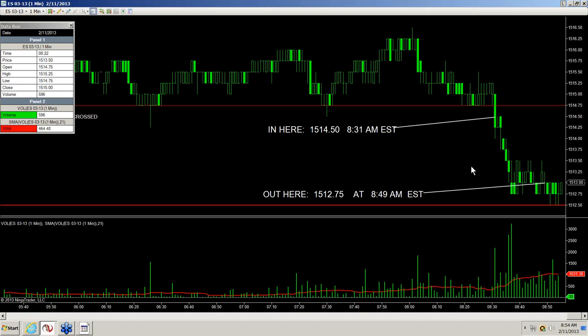At 1.75 gain times $50 for every full point move in the S&P 500 E-mini futures is a gain of $87.50 per contract. 50 contracts were traded for a net gain in a trade of $4,375. Now, we're going to report this tonight in full on the nightly market intelligence report.